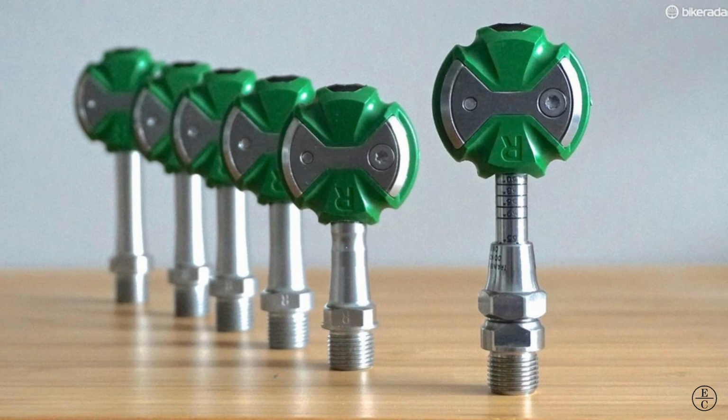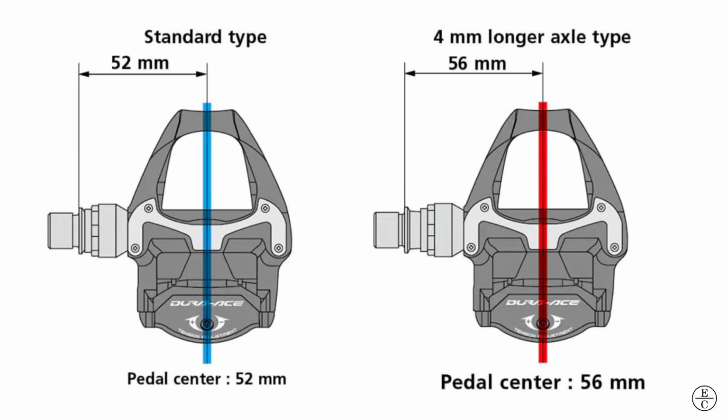Other options for changing stance width is to look at a pedal system that allows for more customization. On Speedplay pedals, you can customize the axle length, and on the Shimano road system, the SPD-SLs, they come in standard length and also a 4mm longer length version for a wider stance width.